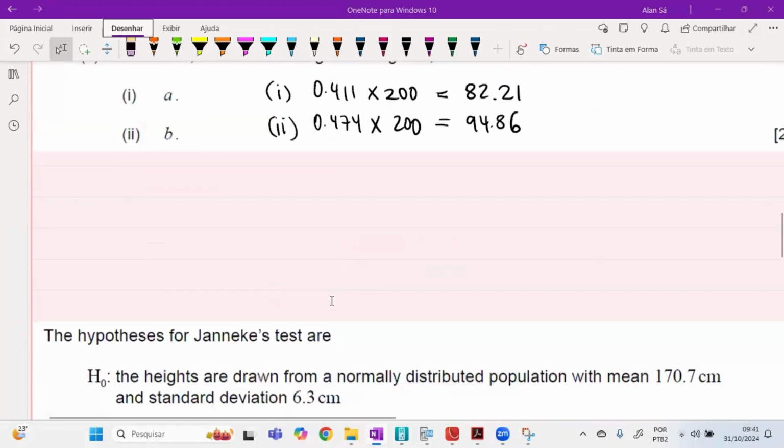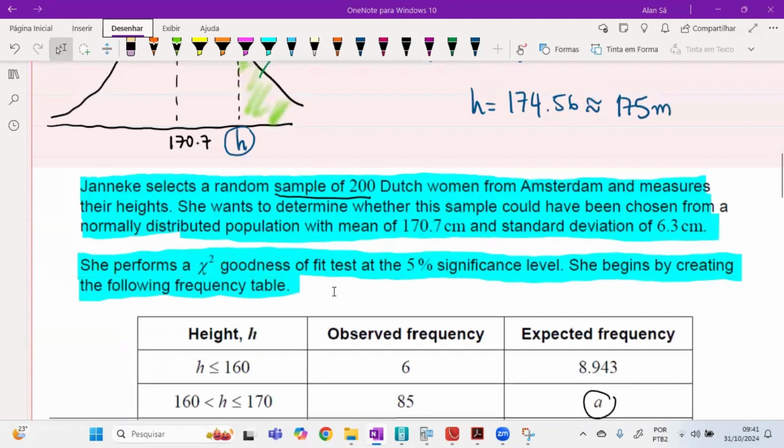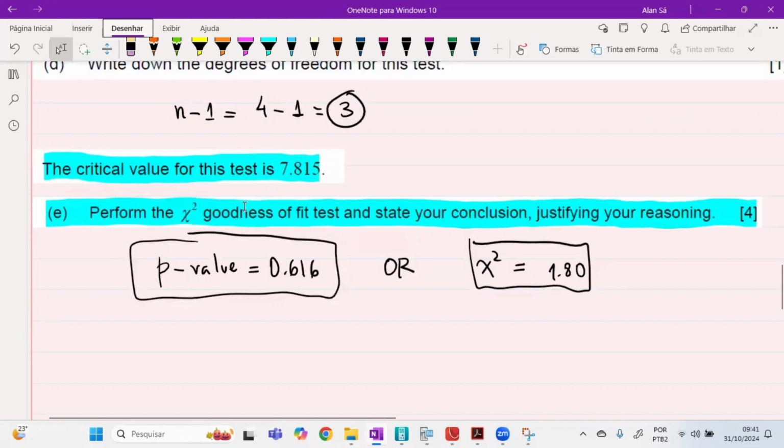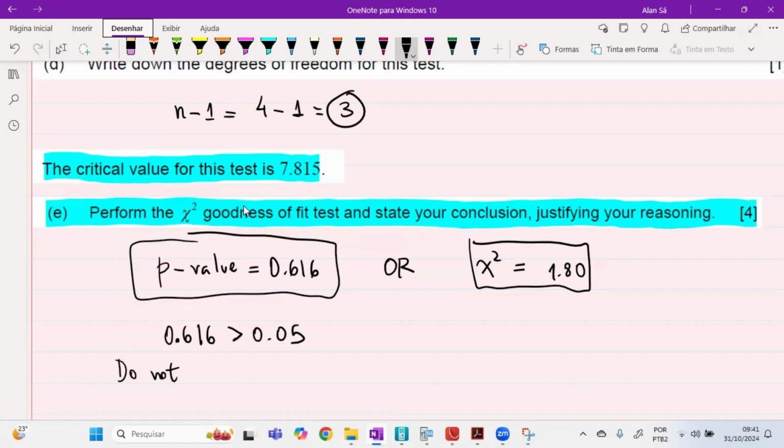The significance level is 5%. So we compare the p-value to the significance level. In this case, we would reject if 0.616 were smaller than 0.05, but it's not. It's greater than 0.05. So we fail to reject, or do not reject, H0. So H0 is true: the data comes from a normal distribution.